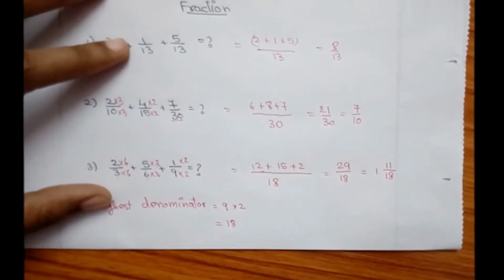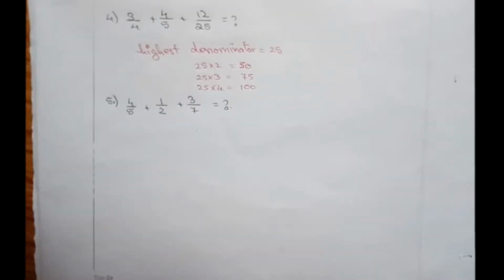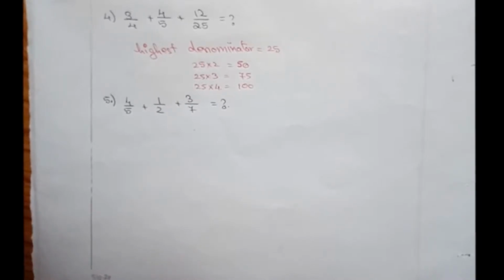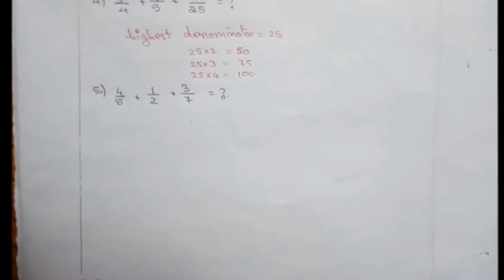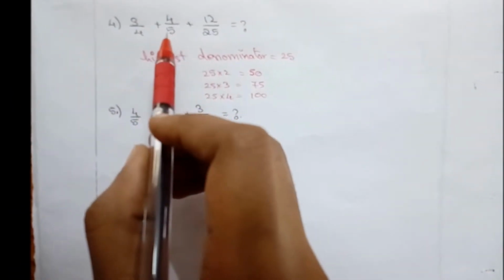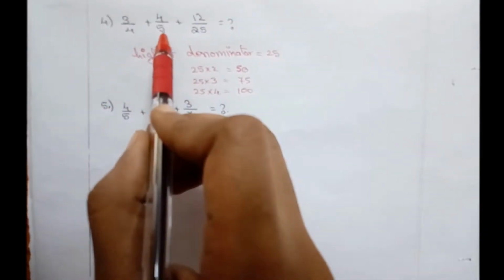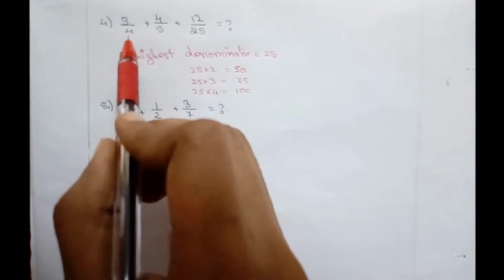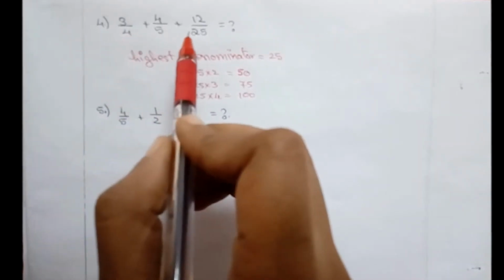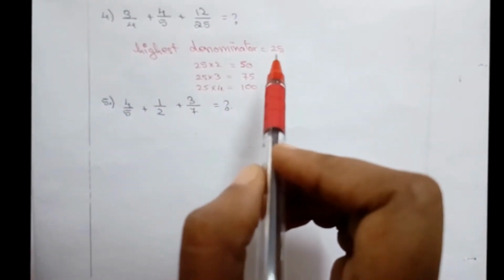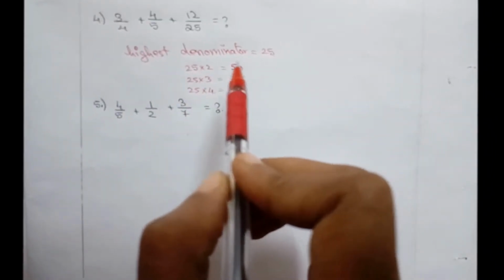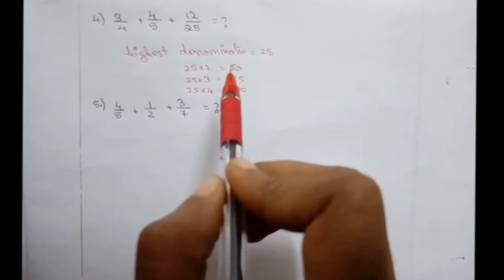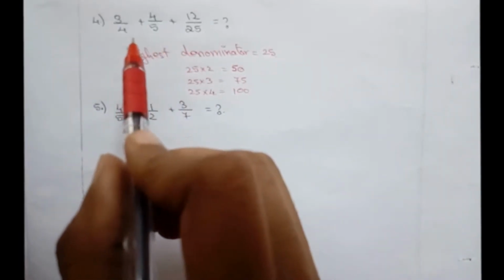Okay, now let's move on to the next sum. I have a fourth example over here. Here my highest denominator is 25, and I'm checking with the other denominators. If I multiply 5 into 5, I'll get 25, but if I multiply any number with 4, I won't get 25. So now I'm going to multiply my highest denominator by 2, and I'll get 50 as my LCM, and I will check with the other numbers.